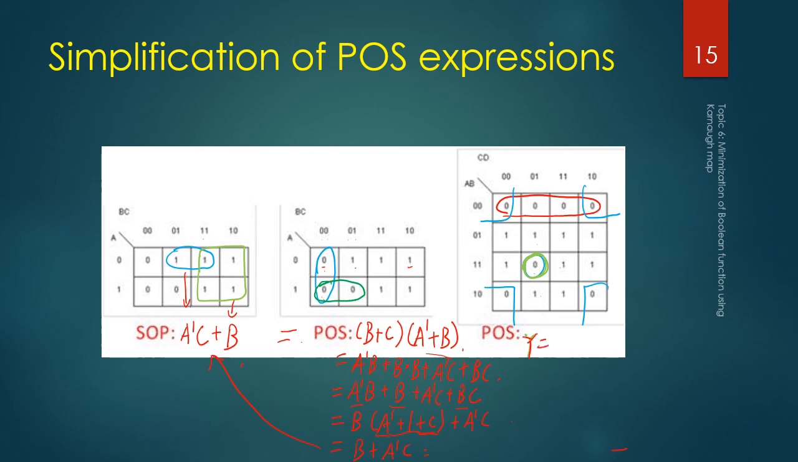So the output Y, let's write the green group first, because for the green group there's only 1 square, so nothing is going to change. So we just write down A prime, because A equals 1, or B prime, or C, or D prime. Okay, so no simplification for the first group.